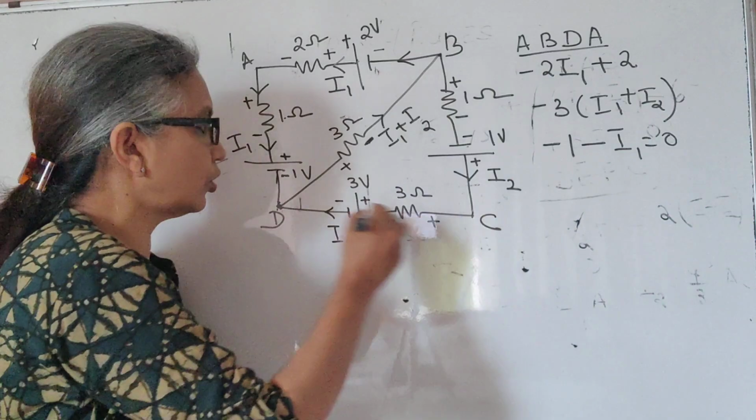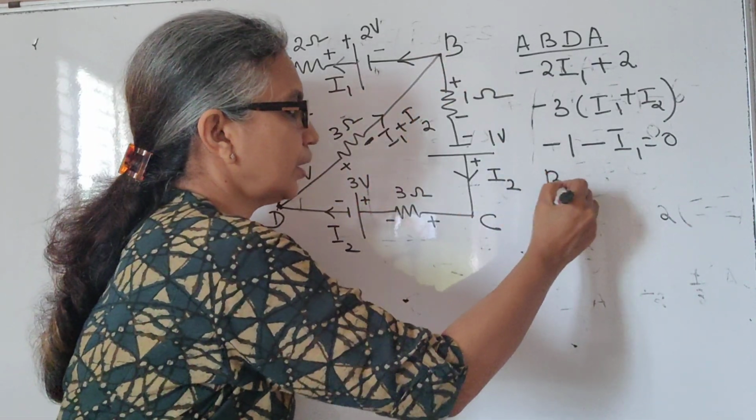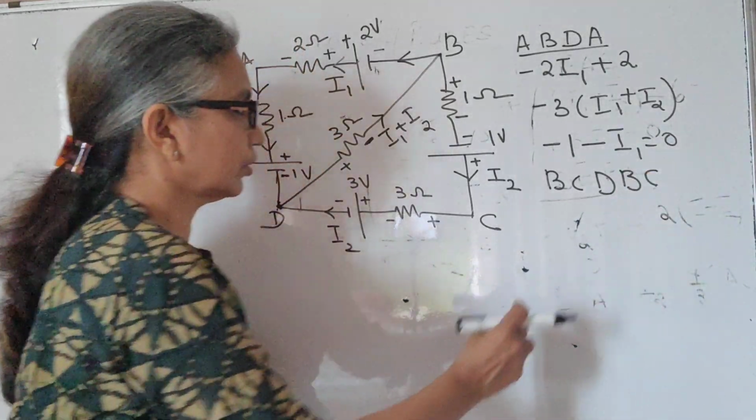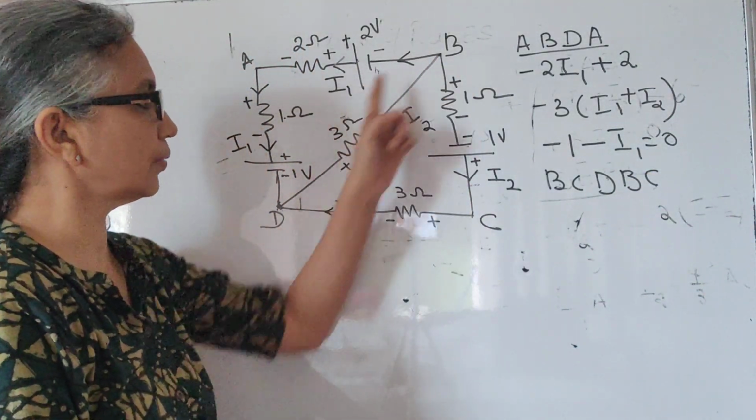So I'm going to take this loop here. This will be B, C, D, B.